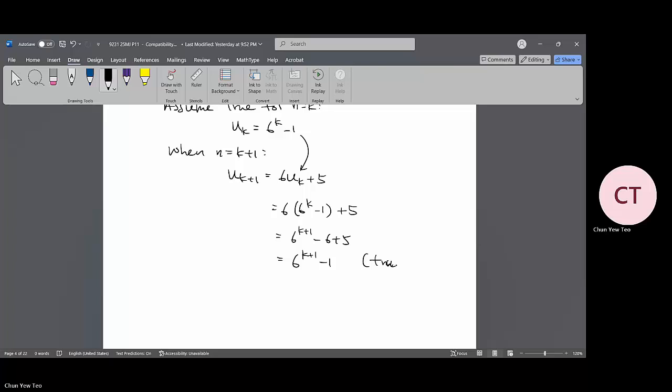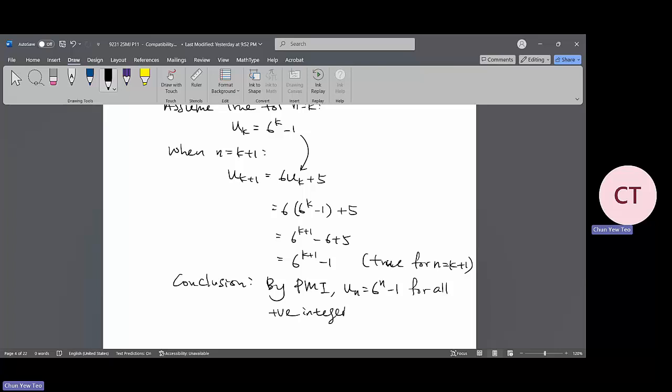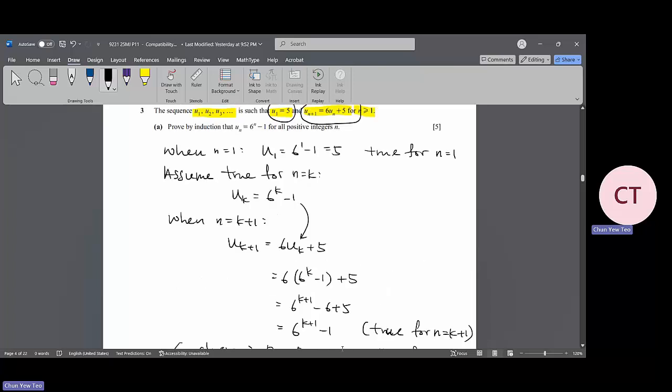True for n equal to k plus 1. So conclusion, by mathematical induction, Un equals 6 power n minus 1 for positive integers n such that U1 is equal to 5 and U(n+1) equals 6Un plus 5 for all n greater or equal to 1. So this will be the answer for question number 3a.